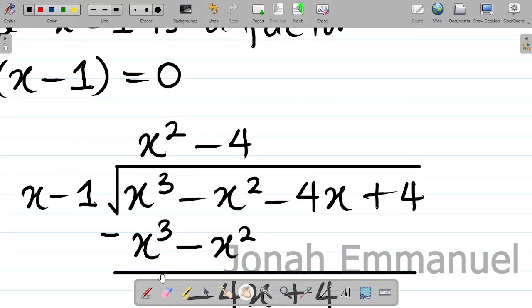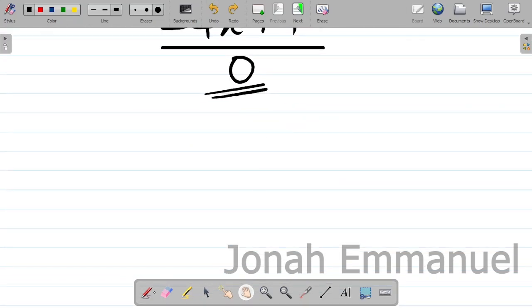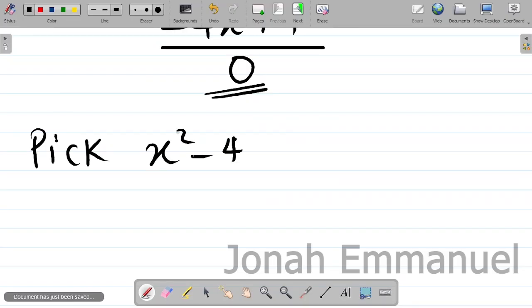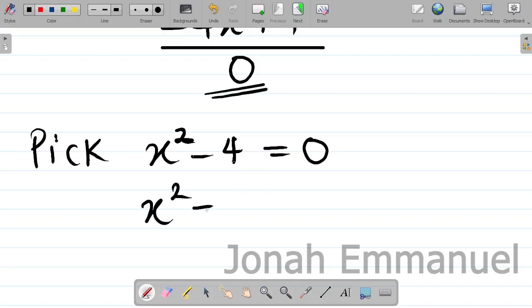Your next task is to pick up what you have as your answer here at the top, x squared minus 4. We'll solve this as a quadratic equation. Well, we can equate it to 0, right? Equate it to 0. And if I want to solve this, x squared is equal to minus 4 crosses over, it becomes plus 4.